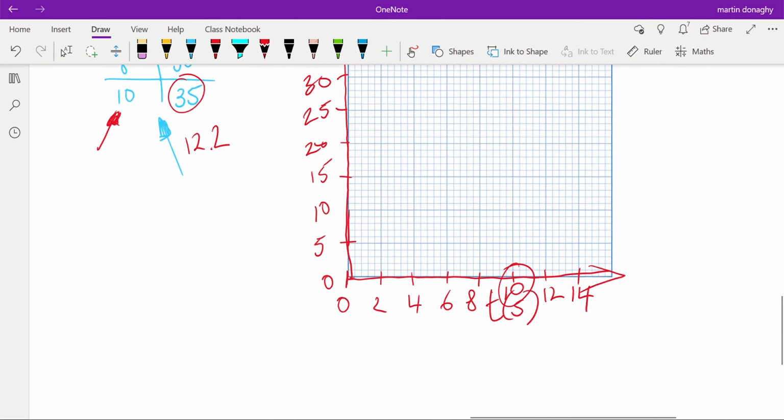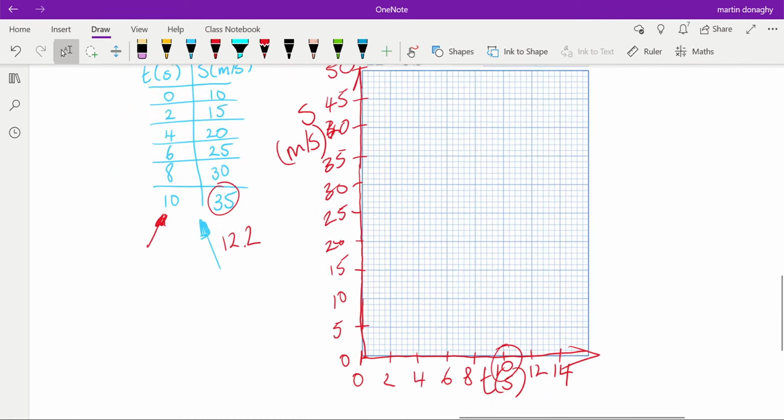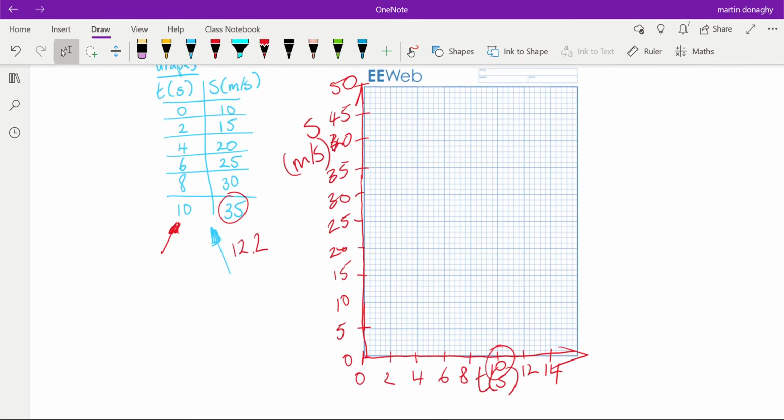this graph. So my first data point is on the x-axis, the time, and 10. So I just put a little x on that axis, then 2 and 15, 4 and 20, 6 and 25, 8 and 30, and 10 and 35. And then we look at the data and we decide what we do with it.